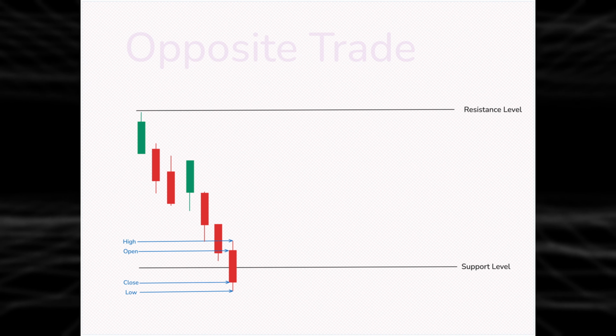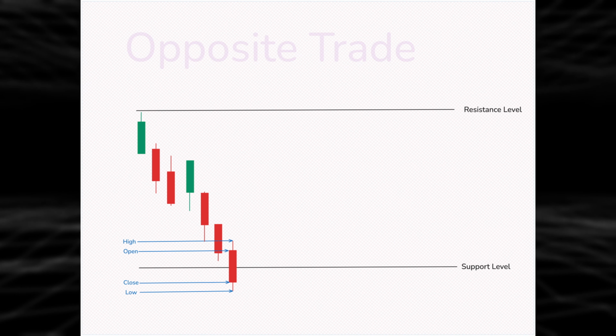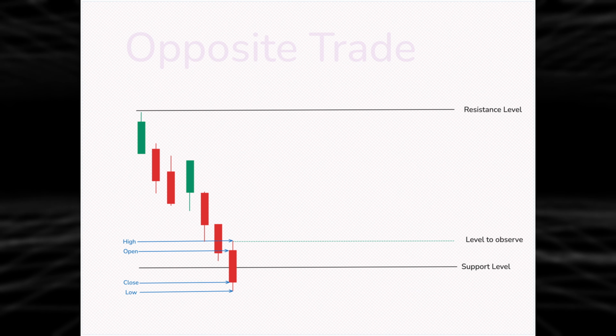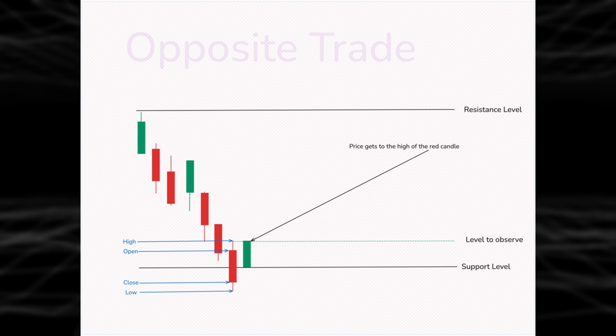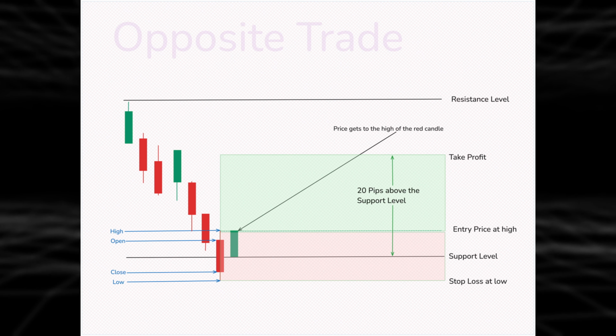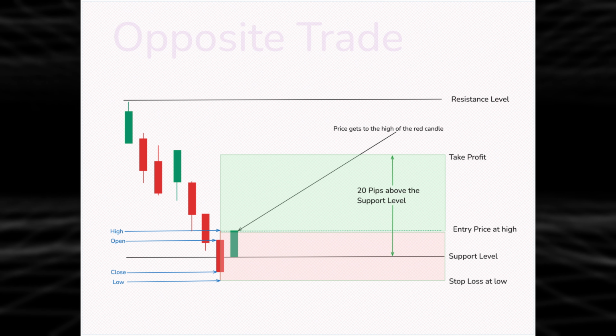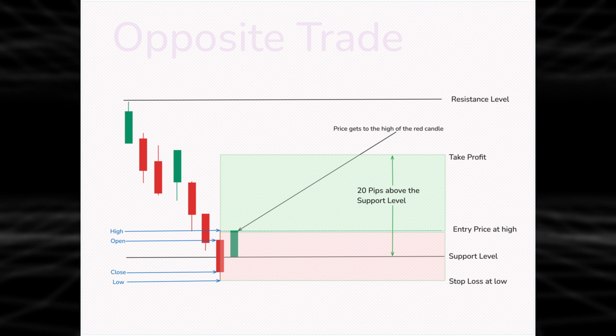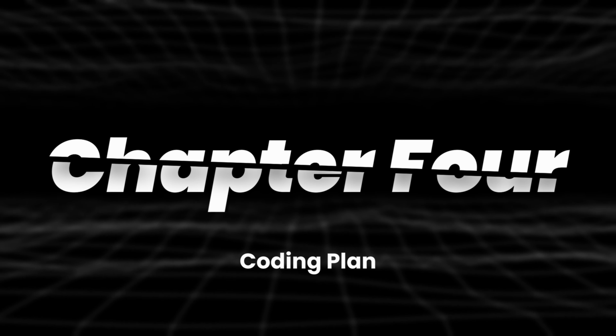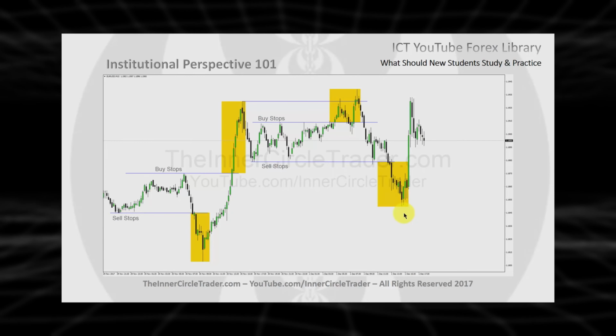So the opposite of this is we still identify the support levels. We identify a red candle forming near the support level. Once the next candle's price gets to the high of the red candle, we get into a buy trade. We then put the stop loss at the low of the red candle and then put the take profit 20 pips above the support level. The coding plan would follow the steps we identified.